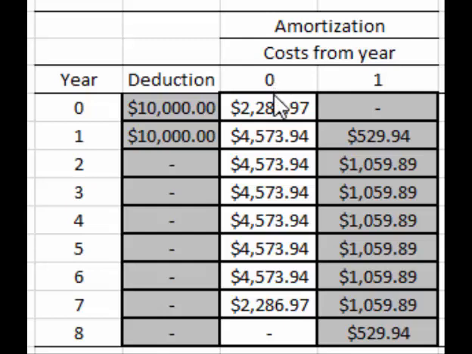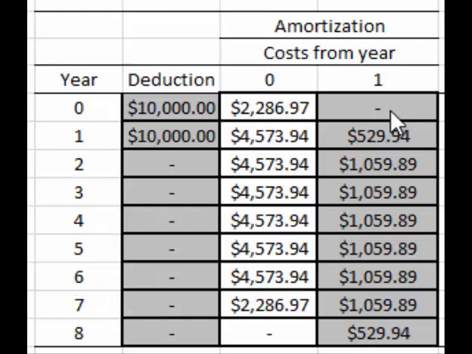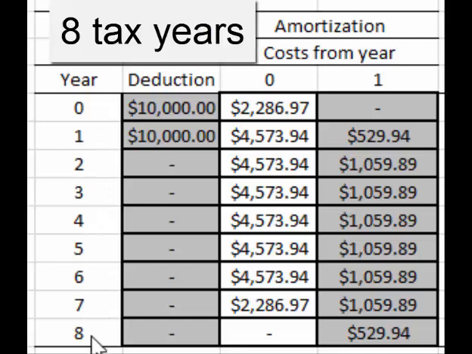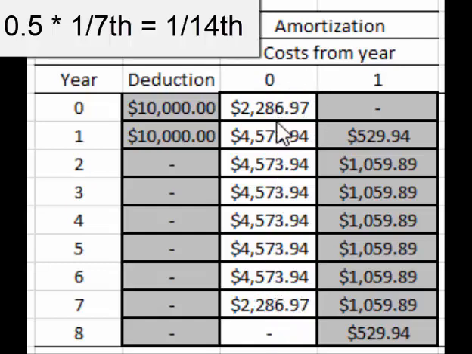So for the cost incurred in year 0 beyond $10,000, you have 1, 2, 3, 4, 5, 6, 7, 8 years. And for the cost incurred in year 1 beyond $10,000, the amortization is over 1, 2, 3, 4, 5, 6, 7, 8 years. And you can see that in year 0, the first tax year, and in year 7, the 8th tax year for those costs incurred in year 0, it's half of 1/7 of the amount to be amortized.